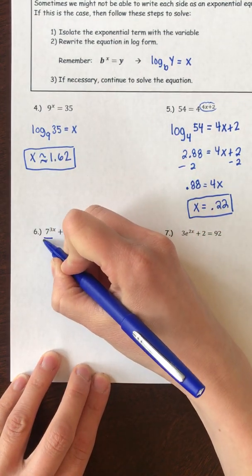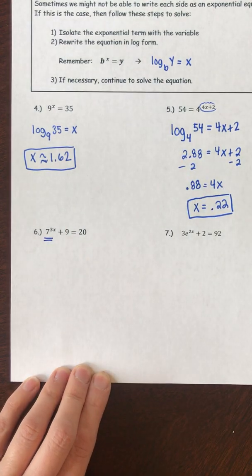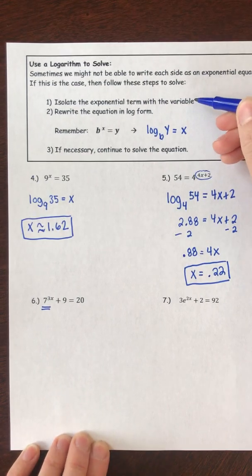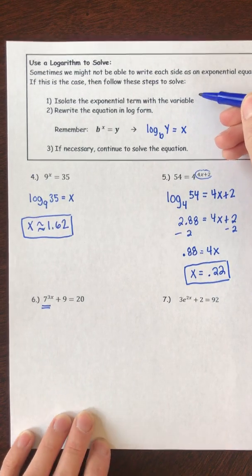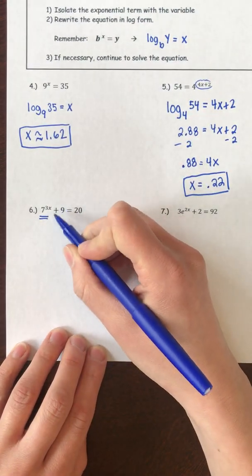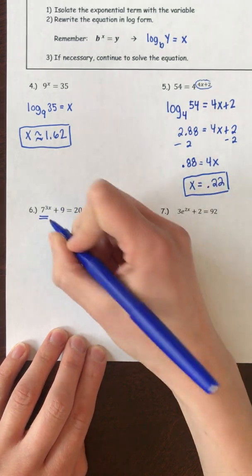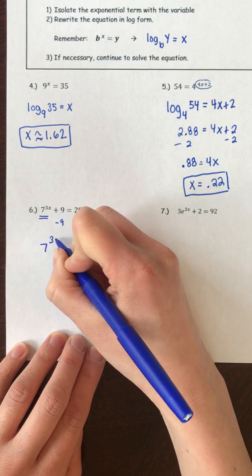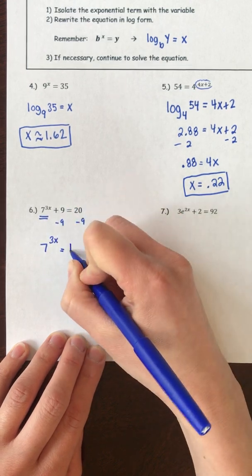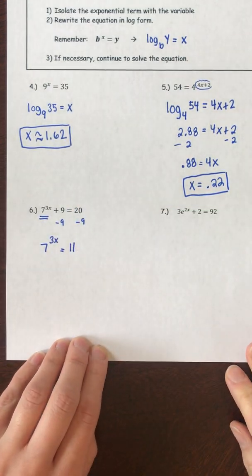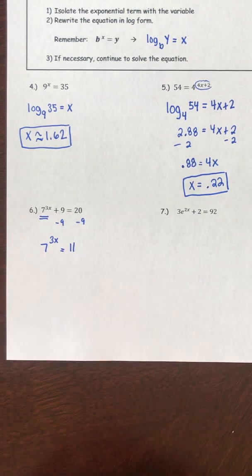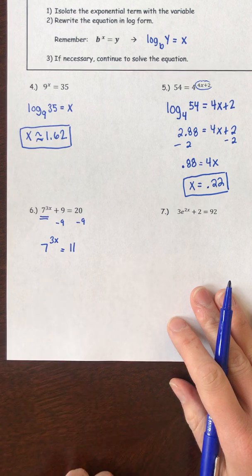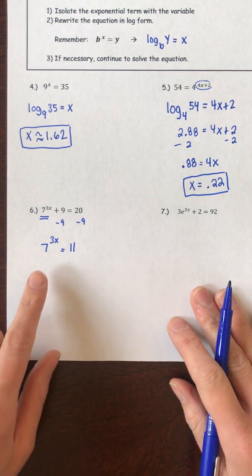Looking at number 6, I have 7 to the 3x plus 9 equals 20. So here's my term with the exponent, the 7 to the 3x. I am now going to use step 1 up here, which was to isolate the exponential term. Because this plus 9 was out back, it was not up in the exponent, I'm going to subtract 9. So I have 7 to the 3x is equal to 11. So here I did have to use step 1. I had to isolate my expression with x in the exponent.